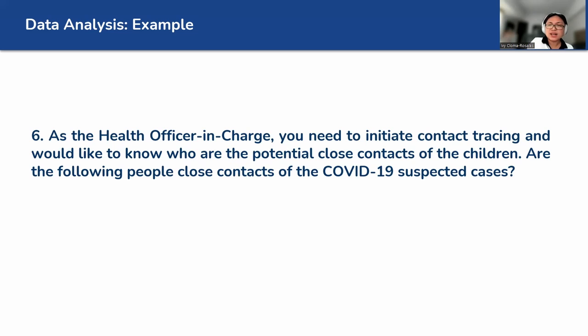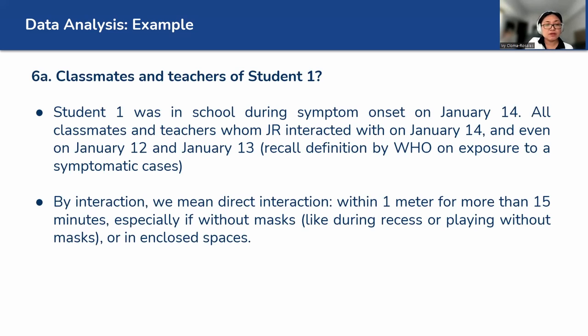So as the health officer in charge, now you need to initiate contact tracing. And you would like to know who are the potential close contacts of the children. Are the following people close contacts of the COVID-19 suspected cases? Classmates and teachers of student 1. Student 1 was in school during symptom onset on January 14. So all classmates and teachers whom JR interacted with on January 14 and even on 12 and 13.